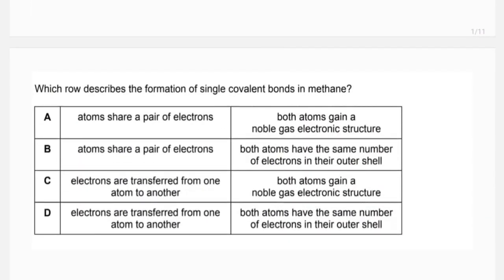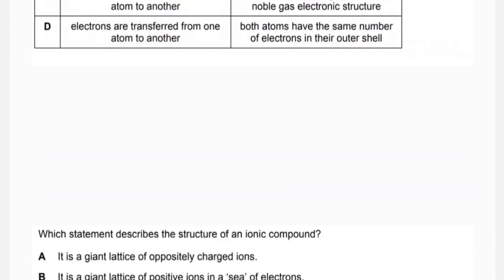Which row describes the formation of single covalent bonds in methane? Atoms share a pair of electrons, which is right because it's a covalent bond, and definitely not C and D, so we can rule them out. Now, both atoms gain a noble gas electronic structure. That's the first one, which is actually right because hydrogen gets 2 electrons and carbon gets 8. Both atoms have the same number of electrons in their outer shell. No, they don't have the same number. It's 2 and 8. So the answer has to be A.